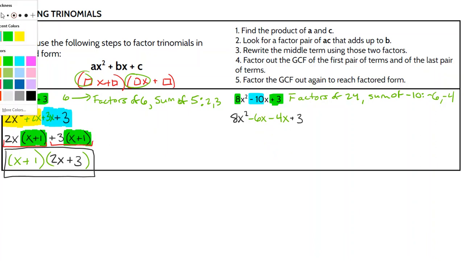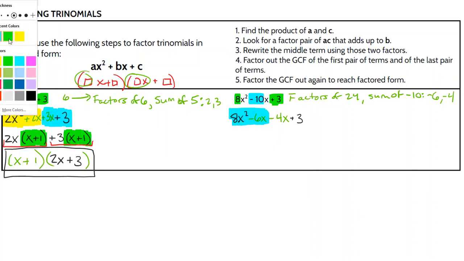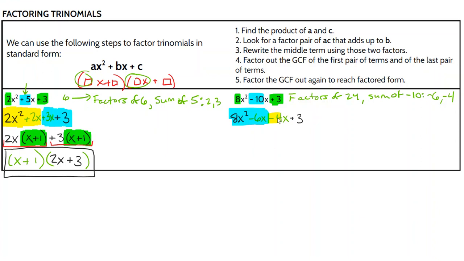Now we're going to take a look at those two groups. So I have 8x squared minus 6x. That's my first group. And then I have minus 4x plus 3. That's my second group. So I look for the GCF between 8 and 6. That's 2. Between x squared and x, that's just x. Then to get from 2x to 8x squared, we have to multiply by 4x. To get from 2x to negative 6x, we have to multiply by negative 3.